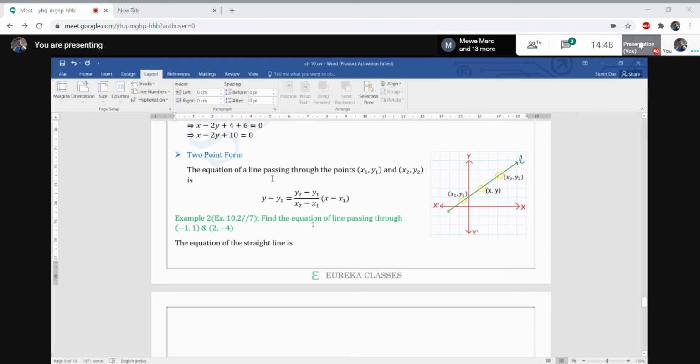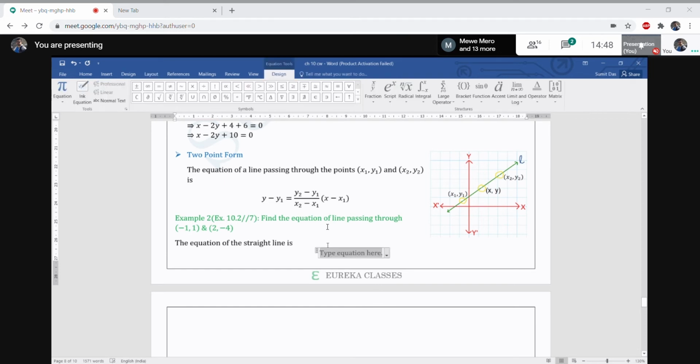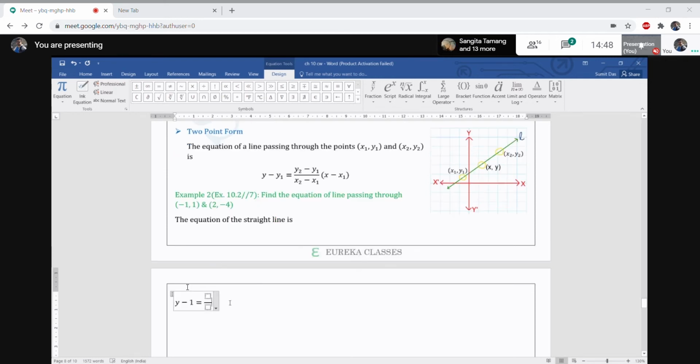Use the formula y minus y1. What is y1 here? Here y1 is 1. Equal to y2 minus y1. What is y2? Minus 4, minus 1, divided by x2 minus x1. What is x2? 2 minus minus 1, into x minus x1. What is x1? Minus 1.